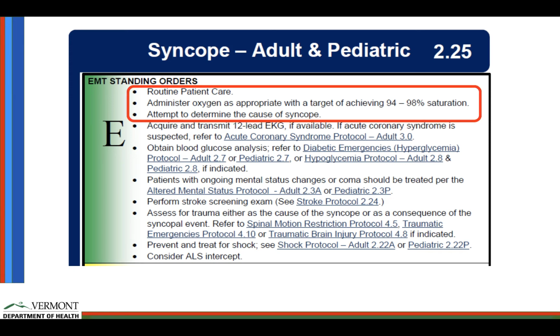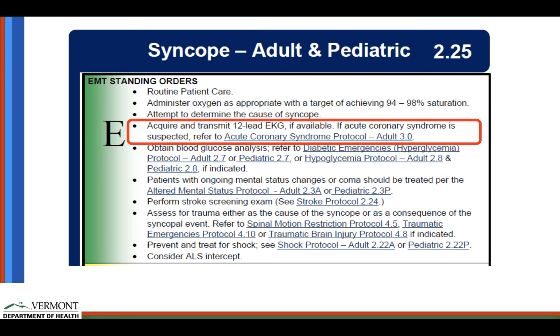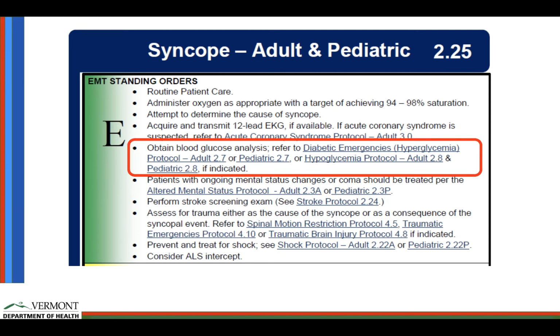Follow routine patient care. Administer oxygen to target 94 to 98% oxygen saturation. Attempt to determine the cause of syncope by history and the following interventions. Obtain and transmit a 12-lead ECG. Check a blood glucose level and treat hypoglycemia as indicated.